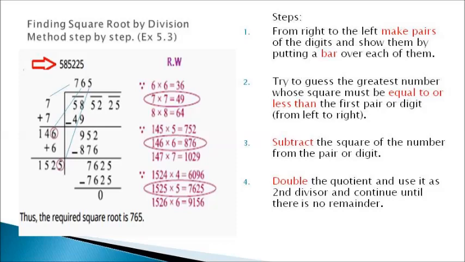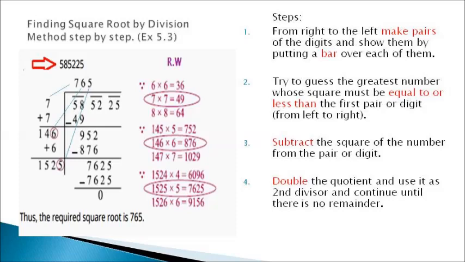First we check 6 squared is 36, which is not very close to 58. Let's try the next number. 7 squared is 49. Well, quite close. Let's check the next number. 8 squared is 64, which is greater than 58. So we will not use 8 squared. Instead, we will use 7 squared because it is the closest to 58. So the first divisor that we have selected is 7.